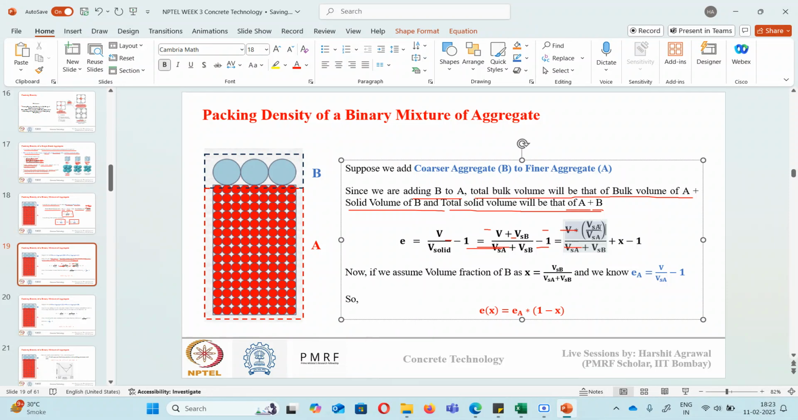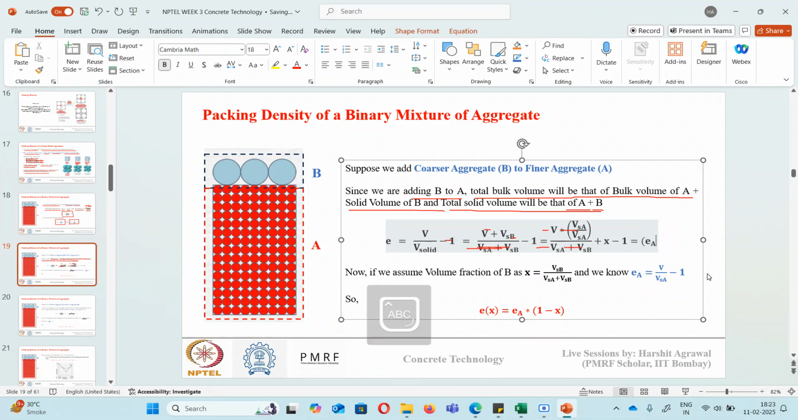So what will happen? V upon VSA will be nothing but EA plus 1. So V upon VSA I can write as the void ratio of A plus 1, into VSA upon VSA plus VSB, which will be nothing but 1 minus X. Because I know X is this, 1 minus X will be VSA upon VSA plus VSB. Plus X minus 1.